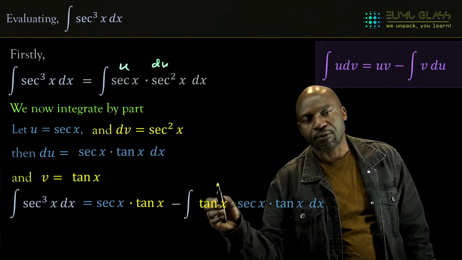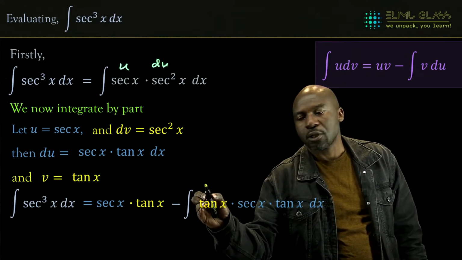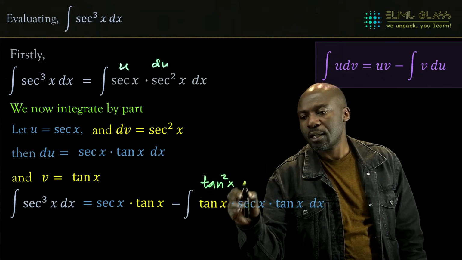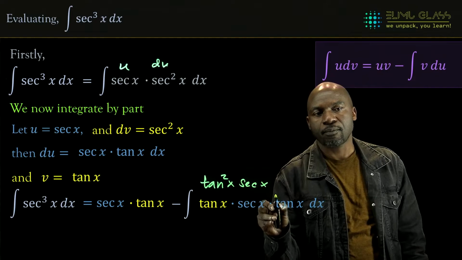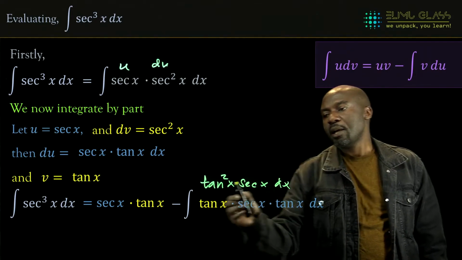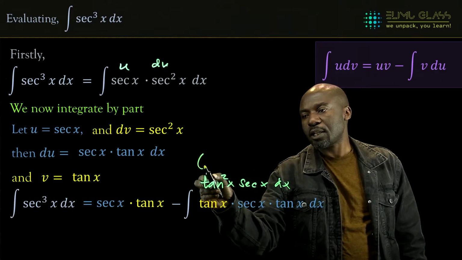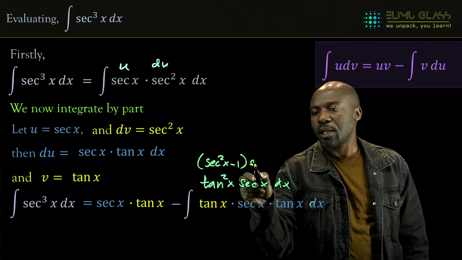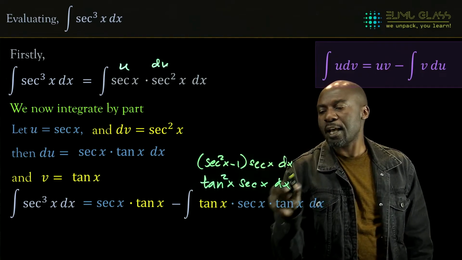I'll just write it here for the time being. This becomes tan squared of x times sec of x dx, right? I can simplify that way. But tan squared x can also be expressed as sec squared of x minus 1, into sec of x dx, like that.